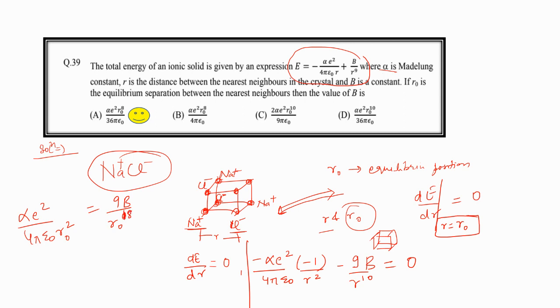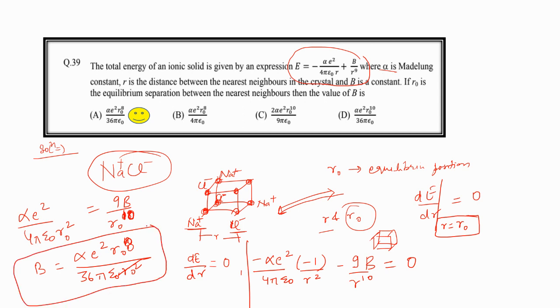Sorry, 18, 10. So we have to find B: alpha e square R naught to the power 10 upon 36 pi epsilon naught R naught square. So this will become 8, right? So this is the answer: alpha e square R naught raised to the power 8 upon 36 pi epsilon naught. I hope this question is also clear to everyone.